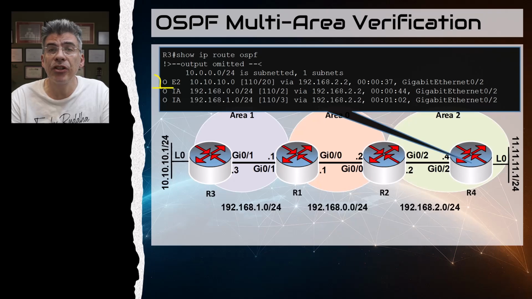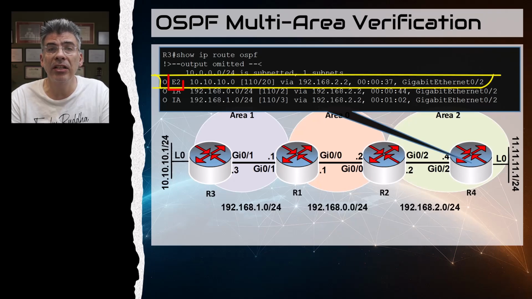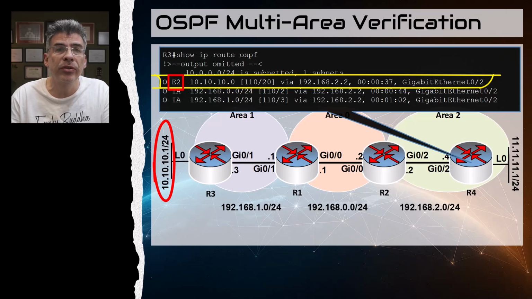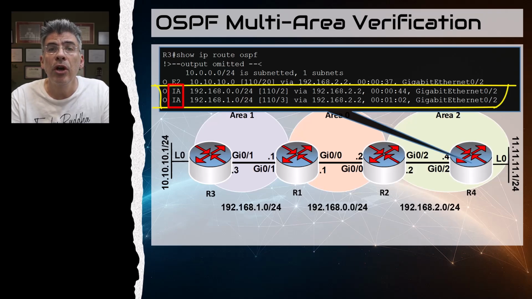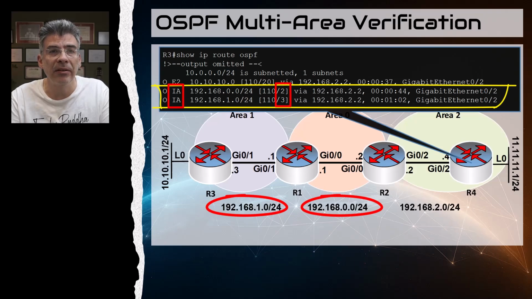Here we have an external route for the 10.10.10.0/24 network. Specifically, it's an E2 route as in all other routing tables that we saw. And we see the same cost of 20 throughout the whole topology. The other two routes are inter-area routes, which are these networks here, with the cost as expected as well.